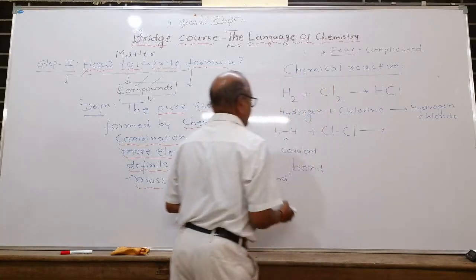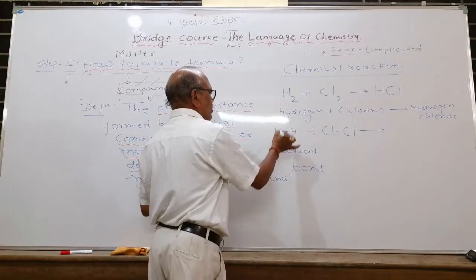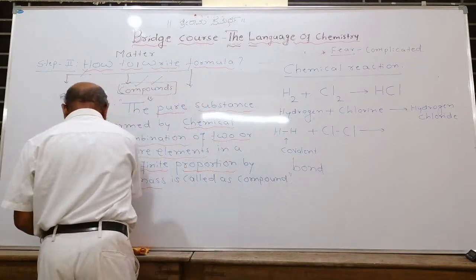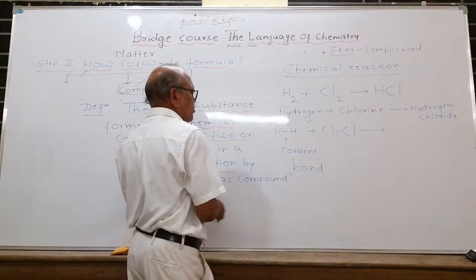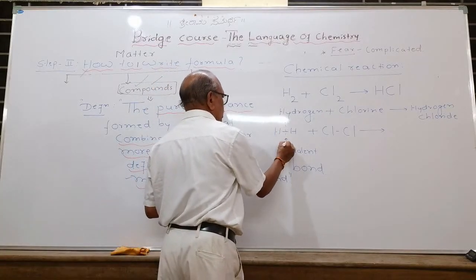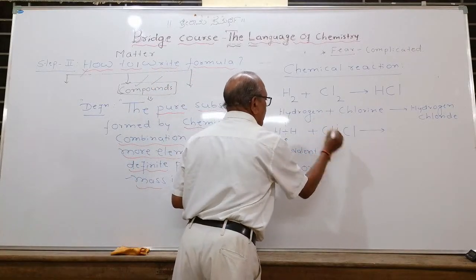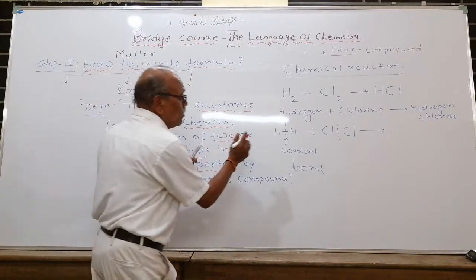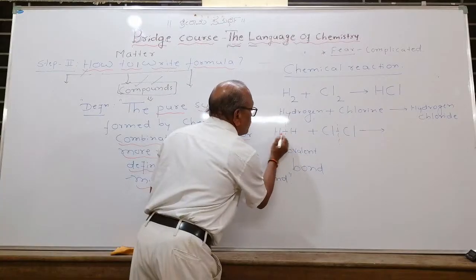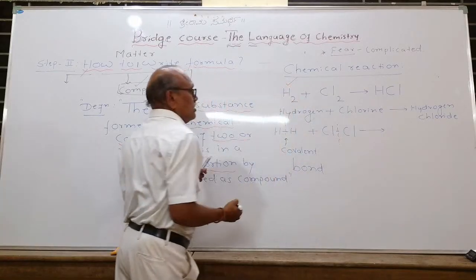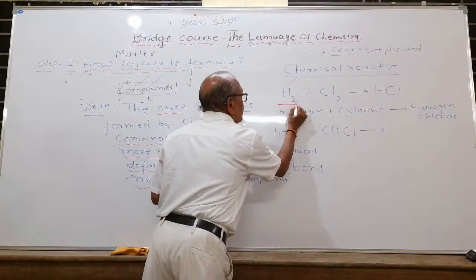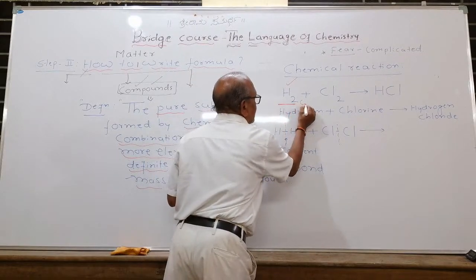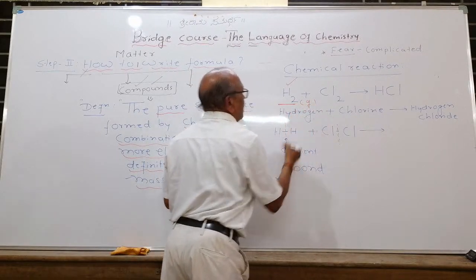What happens during the formation of hydrogen chloride is that the hydrogen-hydrogen bond and the chlorine-chlorine bond are broken. Observe here, this bond is broken. Bond means what? Chemical bond means what? The force of attraction which holds two hydrogen atoms together in the molecule of hydrogen. This symbol represents H2. It is a gas. Generally we write G as the symbol.